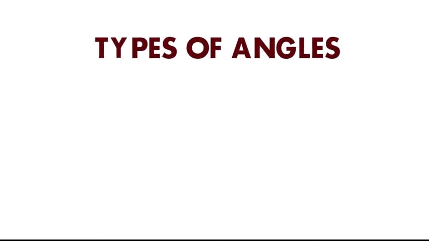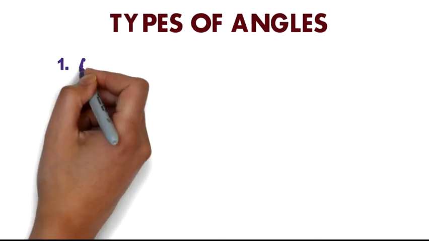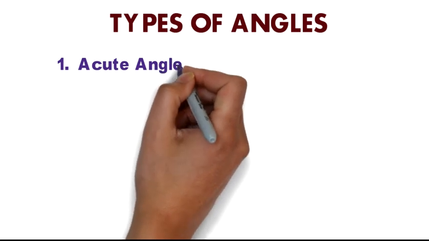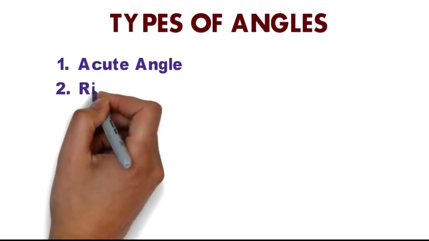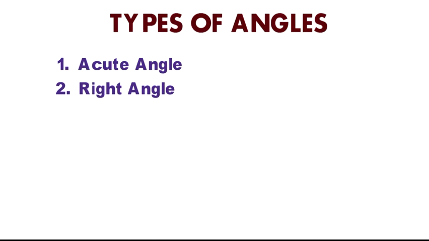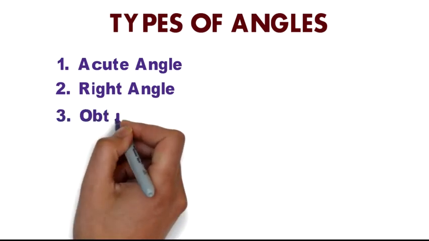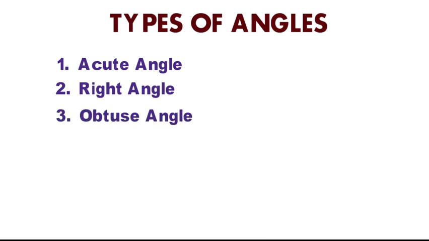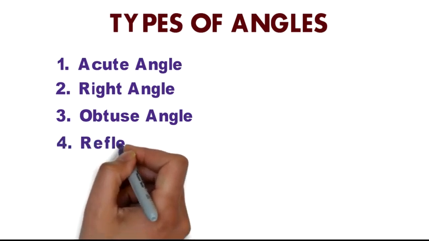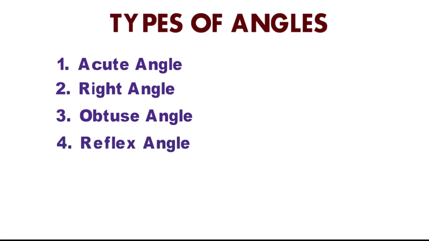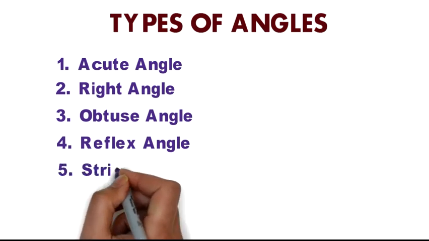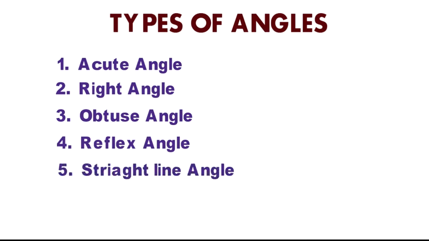Next, we will discuss the types of angles. There are 5 types of angles. 1. Acute angle. 2. Right angle. 3. Obtuse angle. 4. Reflex angle. 5. Straight line angle. We will discuss each of these angles.